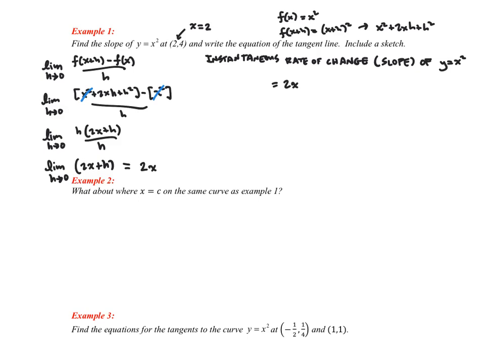That is awesome. So the slope of the tangent line through the point (2, 4) will equal 2 times 2. So the slope of that tangent line will be 4.